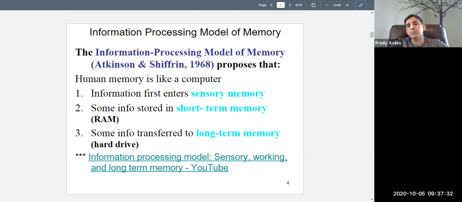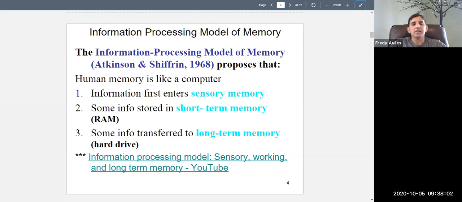Now in the 60s, computers were new, okay? But Atkinson and Shiffrin had enough sense to know that memory must work in a similar way. So human memory works like a computer according to the Atkinson-Shiffrin model of memory. So information first enters sensory memory. That is like the computer accessing information, right? When you type into it, for instance, right? And then some of that information is stored into short-term memory.